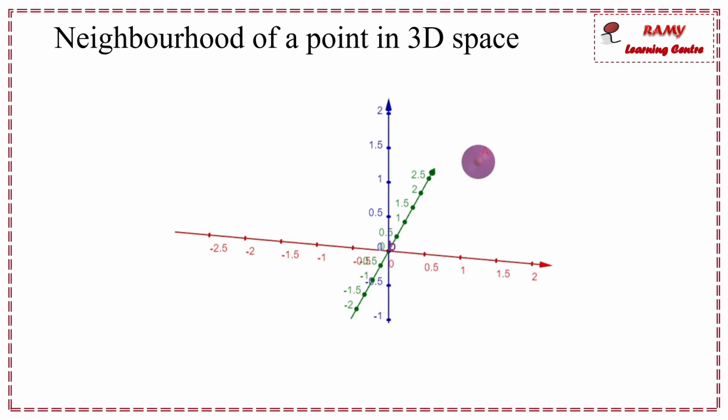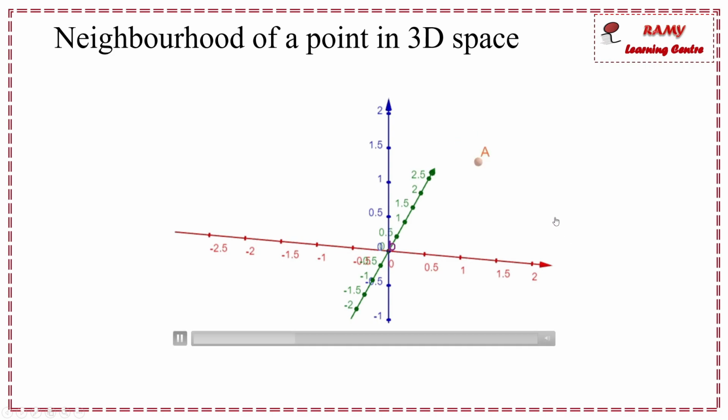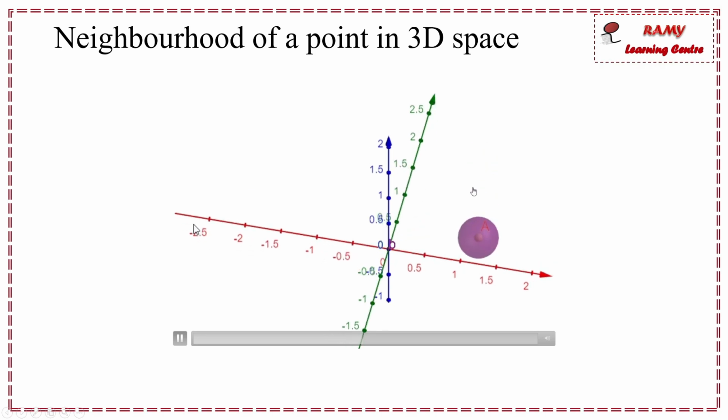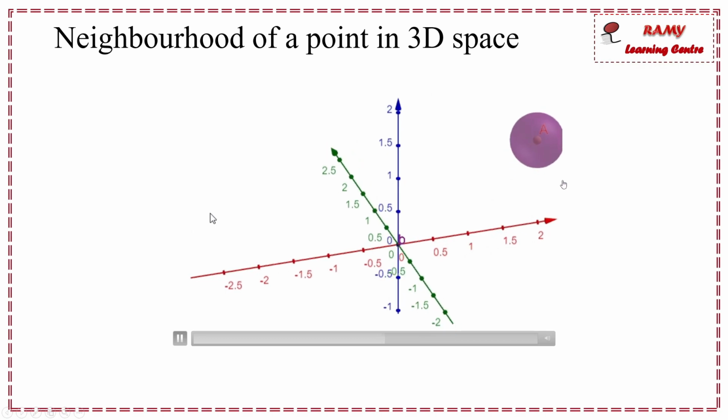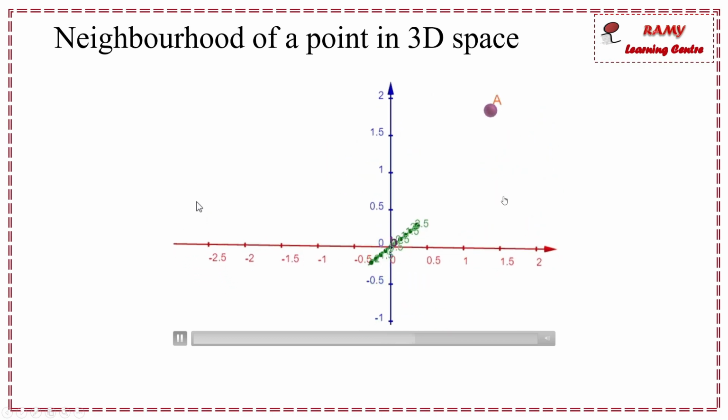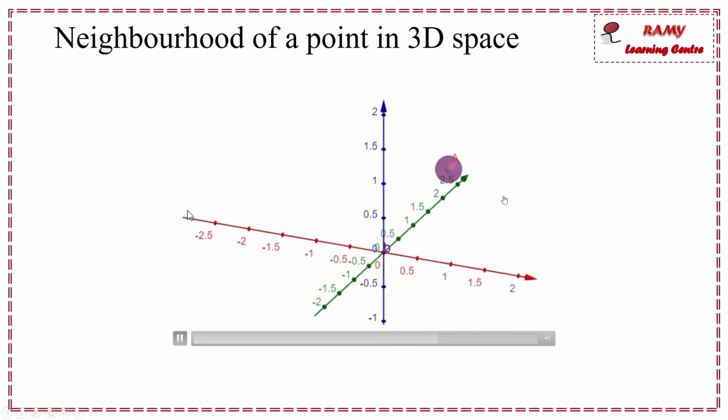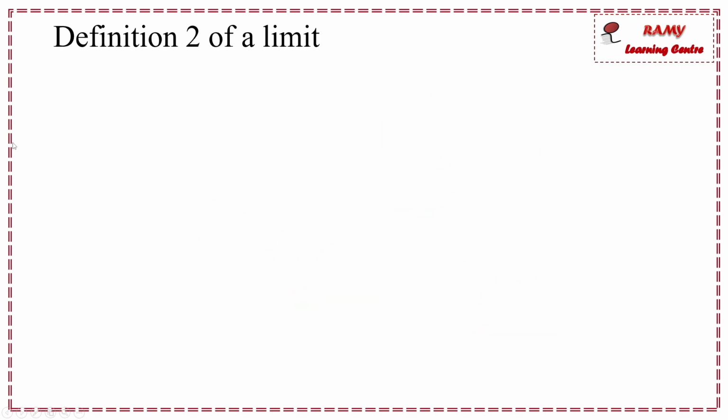What is the neighborhood of a point in 3D space? Let A be the point in 3D space. The neighborhood of this point A is a set of points around A. Since it is in 3D space, these points lie within a sphere, and the radius of the sphere is a very, very small number. Let us now define limit in an alternate way.